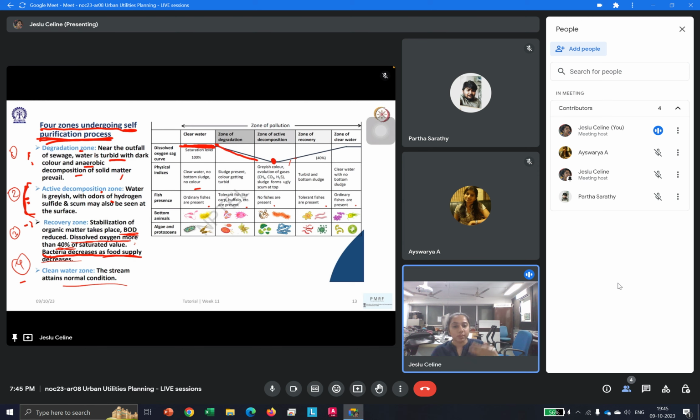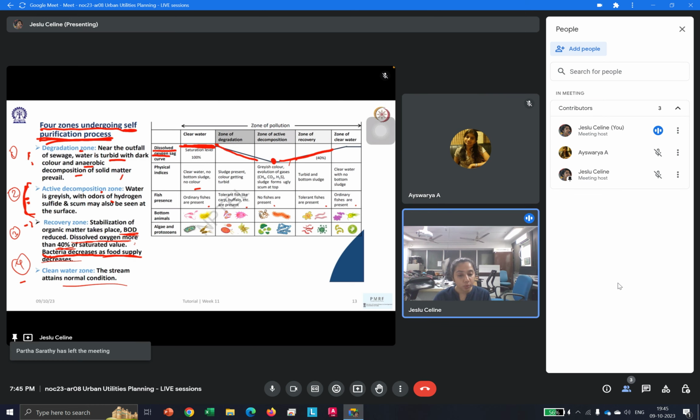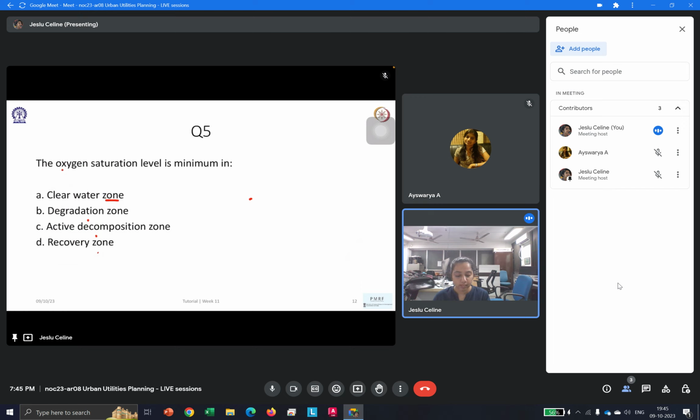If it's aerobic, whatever oxygen is there is being used over there, and if it's anaerobic, obviously there is no oxygen. Here we are talking about dissolved oxygen in the water or in the sewage. Then slowly it increases, and in the zone of clear water it again reaches the saturation level, where the oxygen content is regained. Coming back to the question, which zone has the minimum oxygen saturation level? I think you can attempt this now. Which one is it?